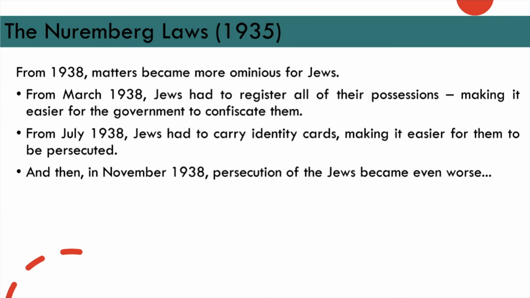From 1938, matters became even worse and more ominous for Jews. From March 1938, Jews had to register all of their possessions, making it easier for the government to take them away. From July 1938, Jews had to carry identity cards, making it easier for them to be persecuted. And then, in November 1938, persecution of the Jews became even worse.